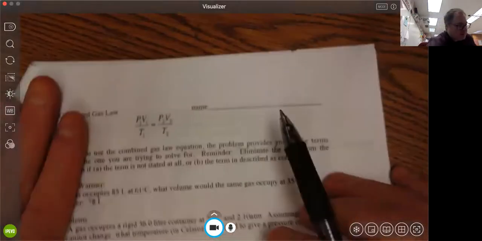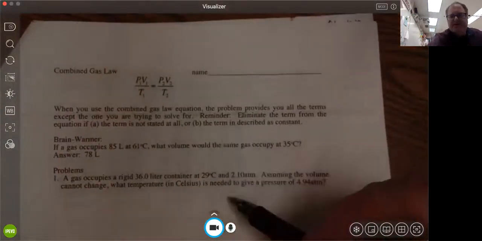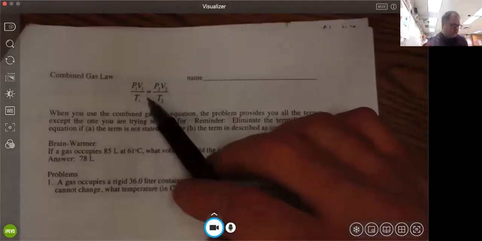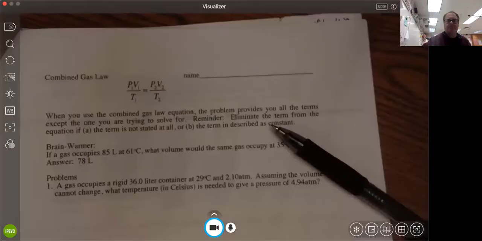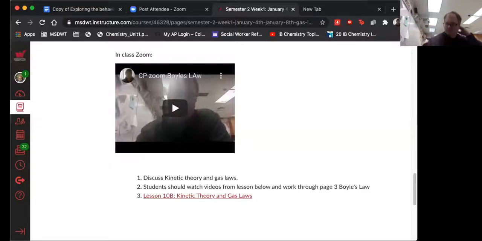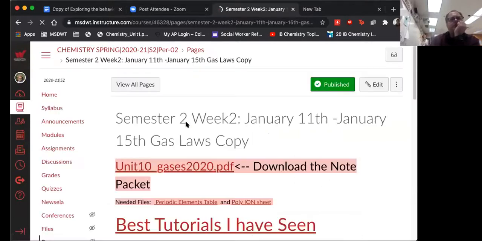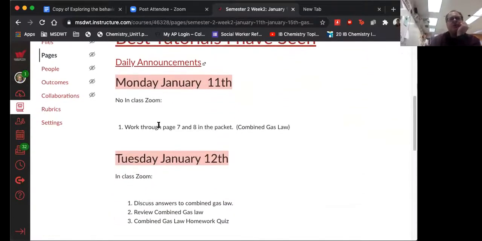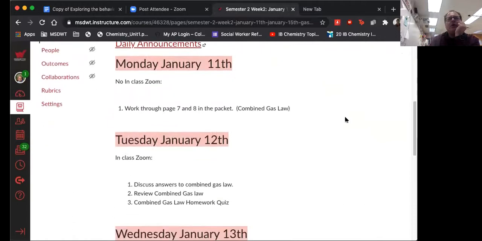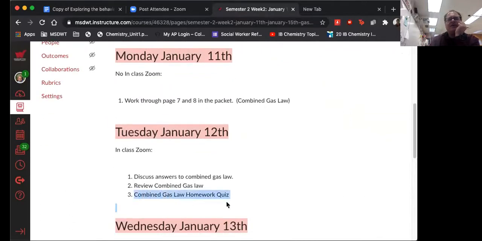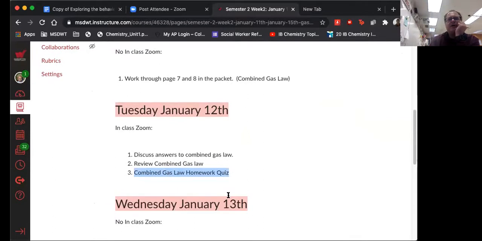For Monday, and you're more than welcome to do this over the weekend, that way you don't have to get up this early on Monday. But for Monday, you are to do page 7 and 8. Let's take a look at that. So if we take a look at Monday of next week, remember there's no Zoom. You were to work through page 7 and 8 in the packet. That is the combined gas law. You're working on that for the combined gas law quiz on Tuesday and Wednesday.